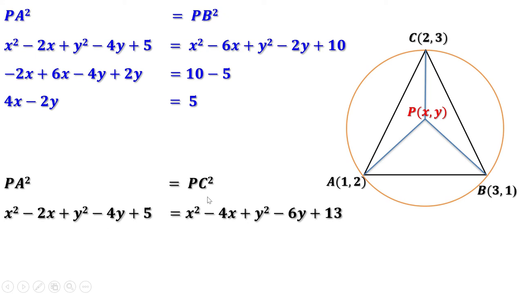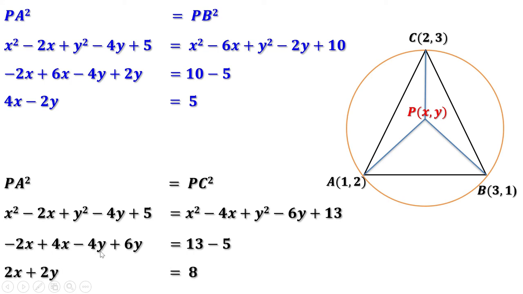We can cancel x square and y square from both sides and let us take all the terms containing variables on the left side. So we will get minus 2x plus 4x minus 4y plus 6y equal to 13 minus 5. Minus 2x plus 4x is 2x. Minus 4y plus 6y is 2y. 13 minus 5 is 8.